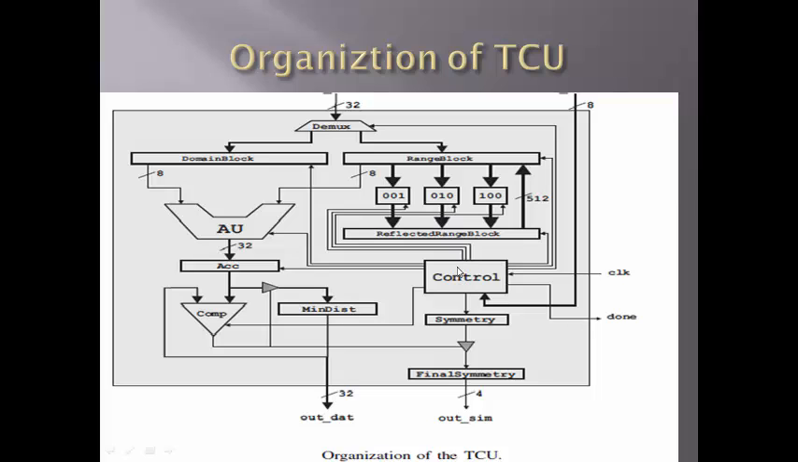In the 4-bit output port out SIM, we obtain the identification of the transformation of the range block with the least distortion with respect to the domain block. At the same time, the output port output data shows the value of the distortion. The signal done coming from the control indicates the end of the processing and can be used to send an interrupt to the processor.